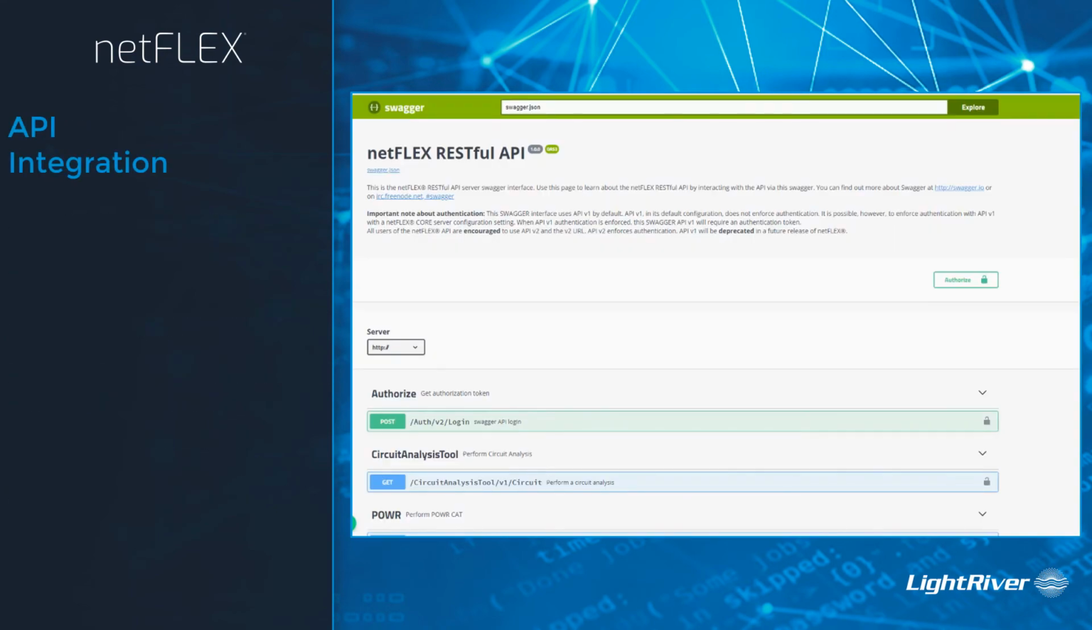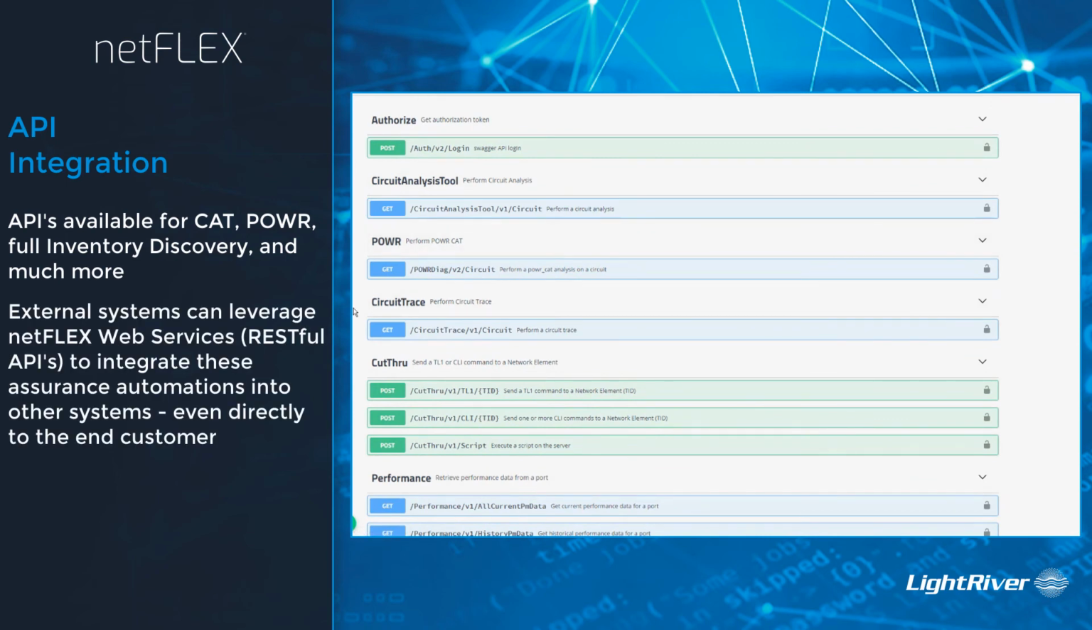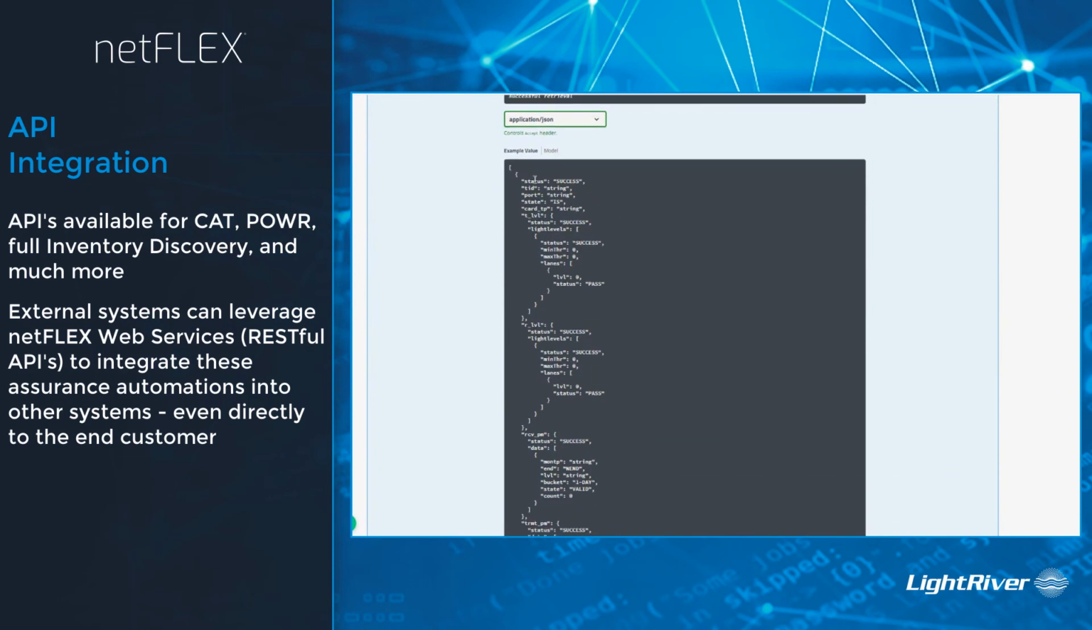But one other thing that I do want to point out is our Swagger interface, the APIs. The circuit analysis tool, that POWR functionality, those are available through the API. So if you think about an external system communicating to netFLEX, they don't have to understand what's a good light level, what's a bad light level, but they'll get a JSON response that looks like this, and it'll actually say pass or fail. And that's really what that external system needs to know about. So netFLEX is doing the heavy lifting, and the external system is just looking for things that are pass or fail.